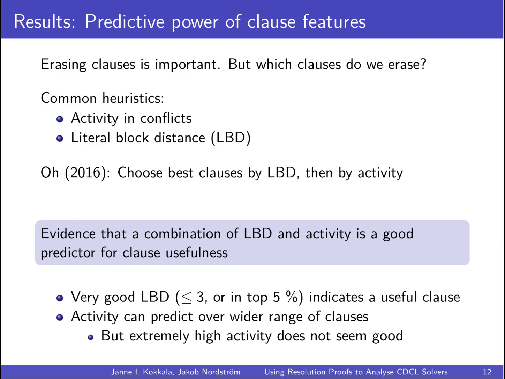And curiously, very, very high activity scores seem to be bad. They seem to indicate useless clauses. So maybe the solver somehow gets stuck on using some clauses, and then it turns out that these are not useful anymore.